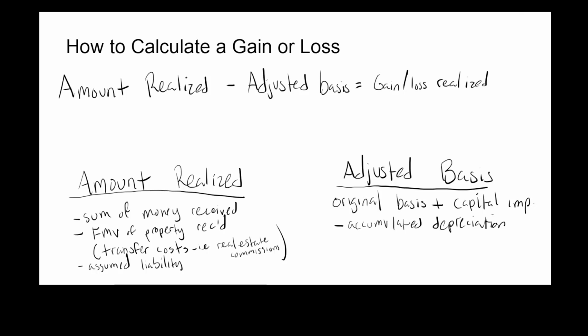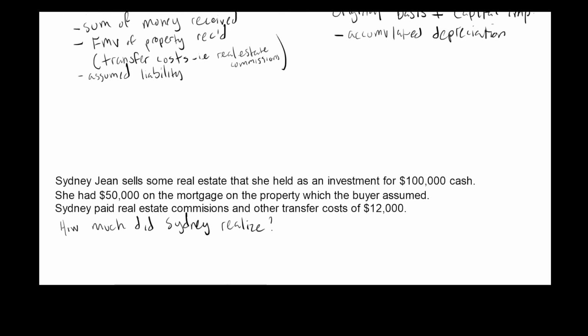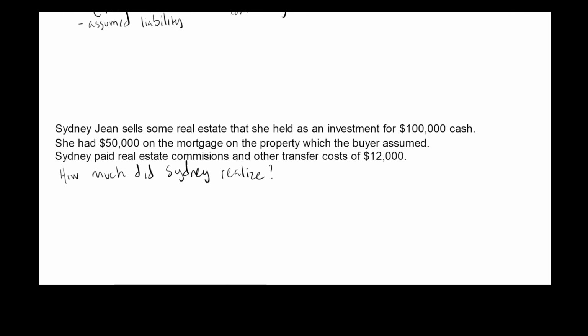So you have amount realized and adjusted basis. Let's walk through a quick example so we can gain an understanding of what an amount realized is. In this example, Sydney Jean sells some real estate that she held as an investment for $100,000 cash. She had $50,000 left on the mortgage, and the buyer assumed that. Let me get my red pen out so I can start underlining things that are important. She sold it for $100,000, was relieved of a $50,000 mortgage, and paid $12,000 in real estate commissions and other transfer costs. So the question is, how much did Sydney realize in this problem?